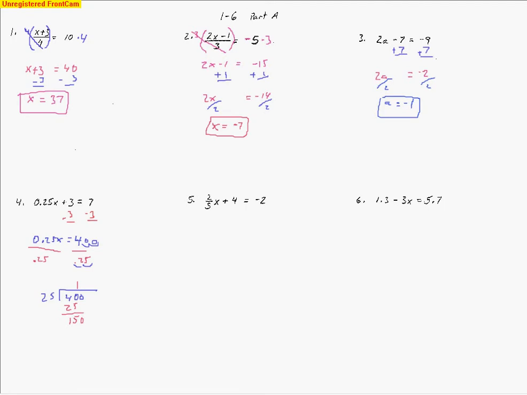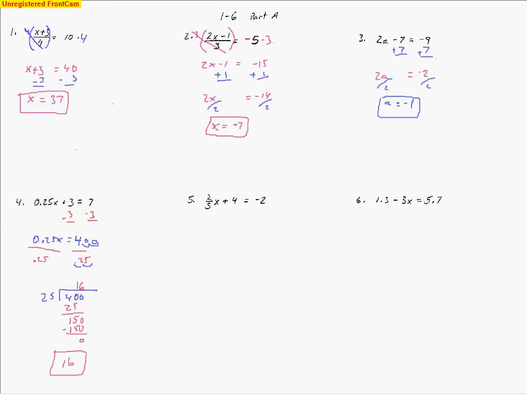And think of quarters. How many quarters make $1.50? Well, that would be 6. So let's go ahead and put the 6 in there in the quotient and do the multiplication. 6 times 25 is 150. So I end up with a remainder of 0. So 16 is the answer there.